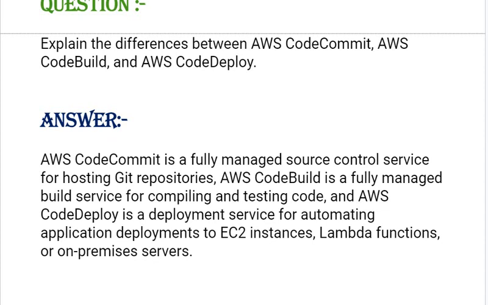Our next interview question is, explain the differences between AWS CodeCommit, AWS CodeBuild, and AWS CodeDeploy. Your answer should be AWS CodeCommit is a fully managed source control service for hosting Git repositories. AWS CodeBuild is a fully managed build service for compiling and testing code. And AWS CodeDeploy is a deployment service for automating application deployments to EC2 instances, Lambda functions, or on-premises servers.